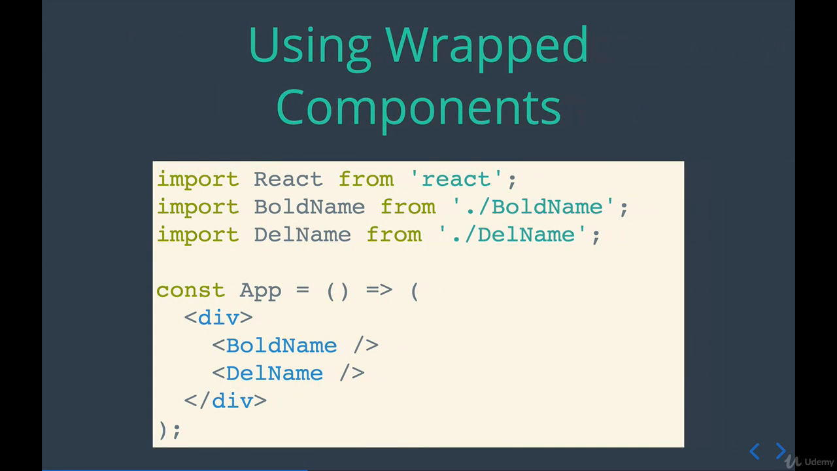So this is what it looks like using both components together. Since we already exported BoldName and DeleteName with connect, we don't need to do connect here. And the two components are already hooked up to state and to dispatch, so we don't need to add any additional props. So this will render a button that I can use to delete the name and the name itself.